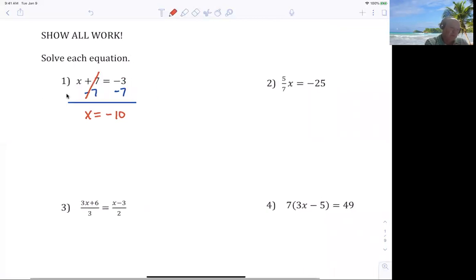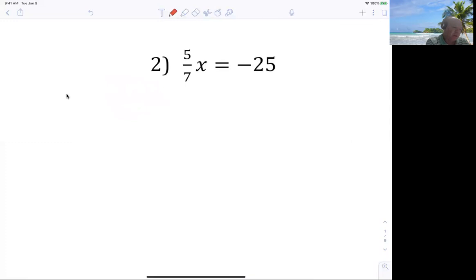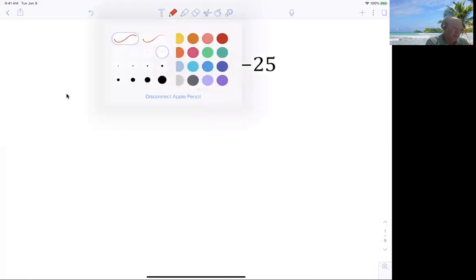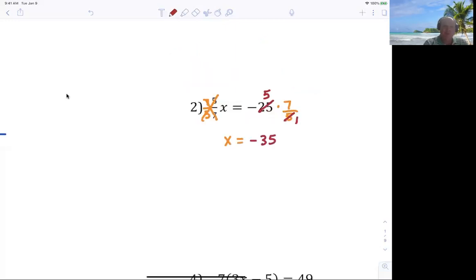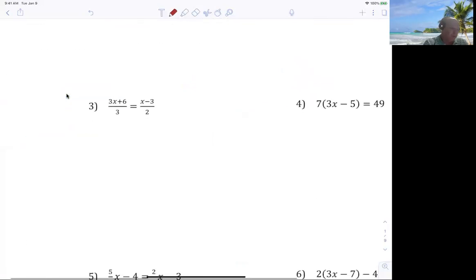All right. Number two, how do you undo a fraction? We always say you multiply by the reciprocal. So what's the reciprocal? 7 over 5 times 7 over 5. Cross out, x equals. Now you're asking yourself, 5 goes into 5 once, 5 goes into 25 5 times. -5 times 7, -35. All right? Let's go on to number 3 now.